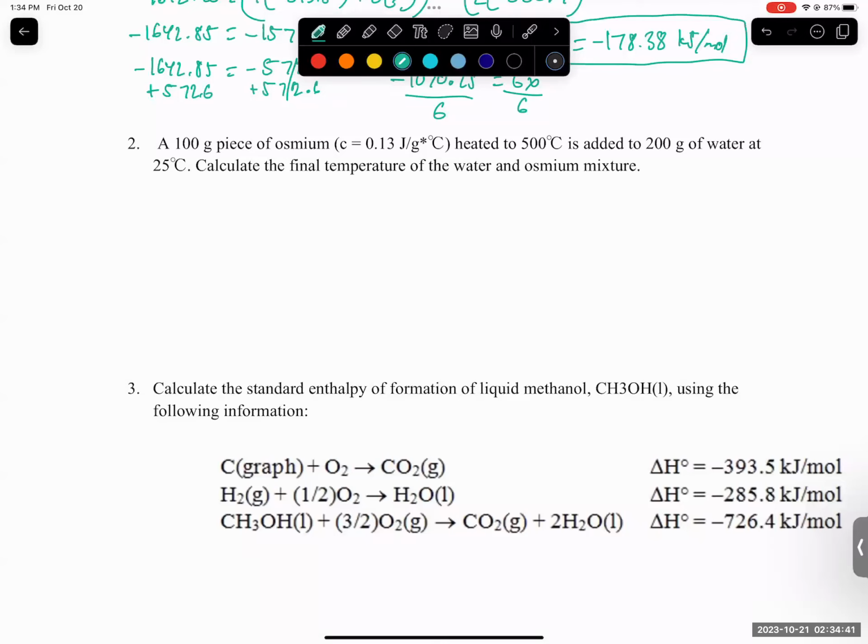It says a 100-gram piece of osmium metal with the specific heat of 0.13 is heated to 500 degrees Celsius and is added to 200 grams of water at 25 degrees Celsius. That's the initial temperature of the water. Now, what is the final temperature of the water and osmium mixture? So how would we go about doing this problem?